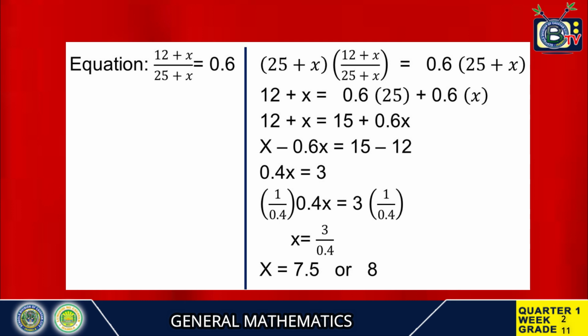x minus 0.6x is equal to 15 minus 12. So 0.4x is equal to 3. Multiplying both sides by 1 over 0.4, so we have 1 over 0.4 times 0.4x is equal to 3 times 1 over 0.4, which is x is equal to 3 over 0.4. 3 divided by 0.4 is equal to 7.5, rounded to 8.